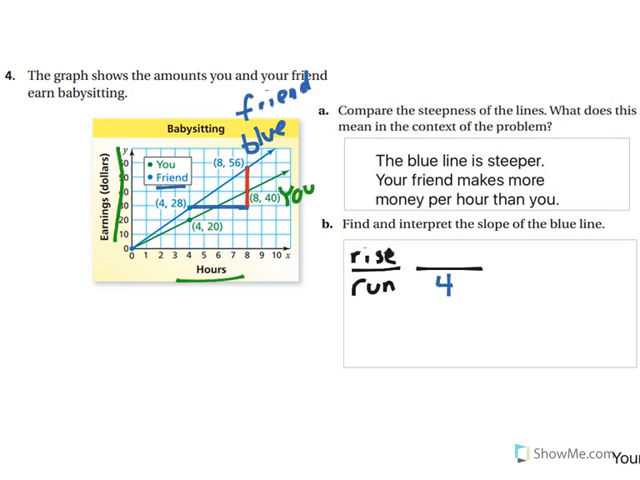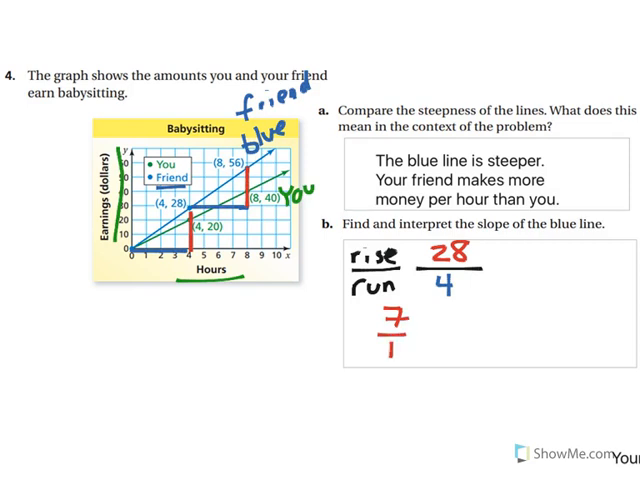Sometimes it's easier to look at it from the 0, 0 mark. Let me show you what I mean. So if I start at the 0, 0, I can go over, again, 4 spots. Again, that gives me a run of 4. However, if I go from 0 up to 28, it makes the math really easy. I went up 28. So my slope, which is 28 over 4, becomes 7 over 1.